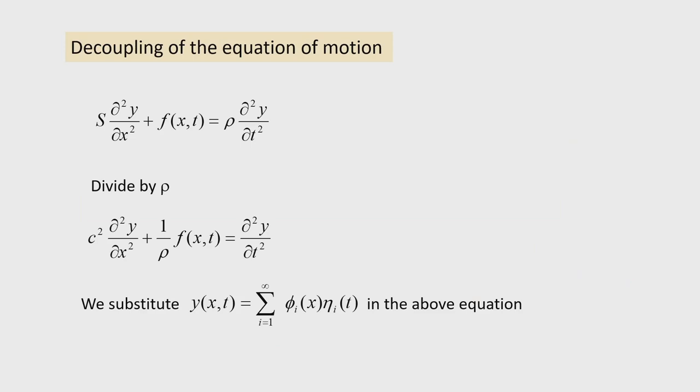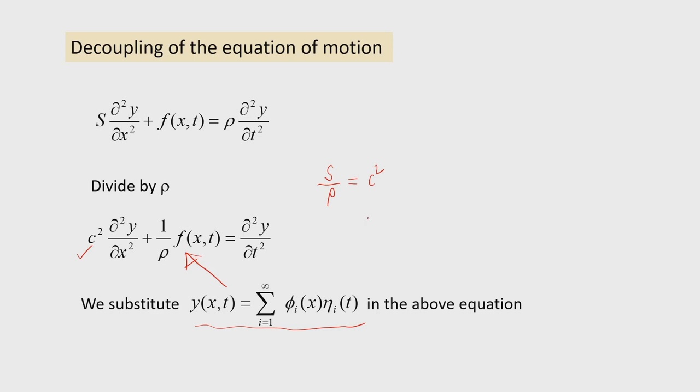So the equation of motion, you have seen this. Divide this equation by rho. If I divide this equation by rho, I will get s by rho in the first term, and s by rho is nothing but c square. So c square is coming here. Then it is f x t by rho and del square y by del t square. So now we substitute y x t equal to summation of phi x into eta i t in the above equation.